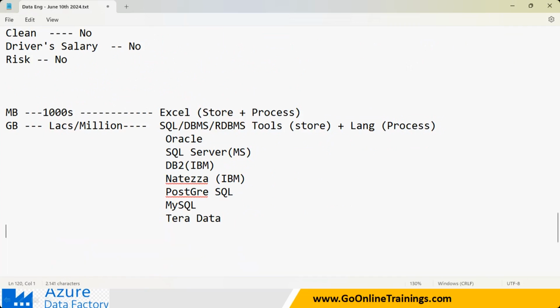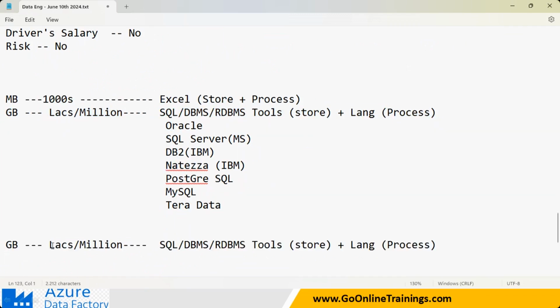So this much data, you will not be able to store in your simple RDBMS or simple SQL. So we are talking about billions of data. Clear? We are talking about crores of data. 1 billion is equivalent to 100 crores. So this much data, you will not be able to store in SQL or RDBMS. This is where we are going to be using data warehousing tools.